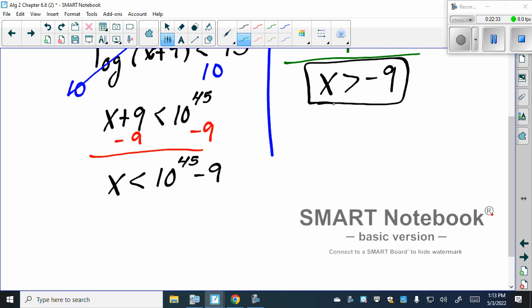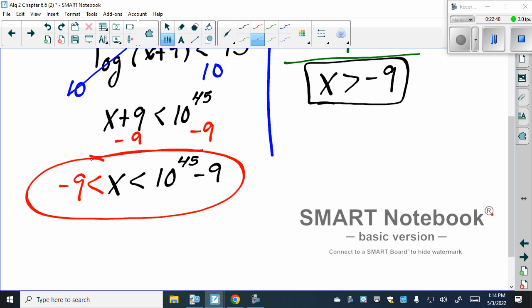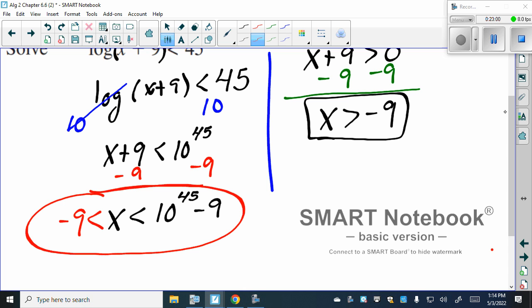Is negative 9 less than 10 to the 45th minus 9? Oh yes, most numbers are less than that. So we have to include the fact that x has to be greater than negative 9. Really, any time we have a value of x less than a number dealing with logarithms, we're going to have to add that restriction in. And that's it there.